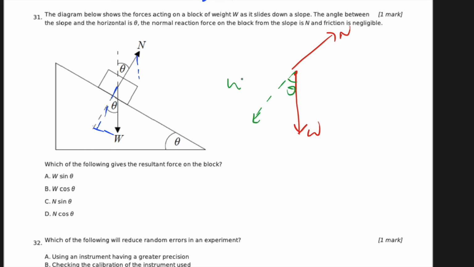Here is going to be W cosine theta, and here is going to be W sine theta. The normal force is going to be equal to W cosine theta, and then here is a force that points in this direction and has a magnitude of W sine theta, right? So the answer for this problem will be A.